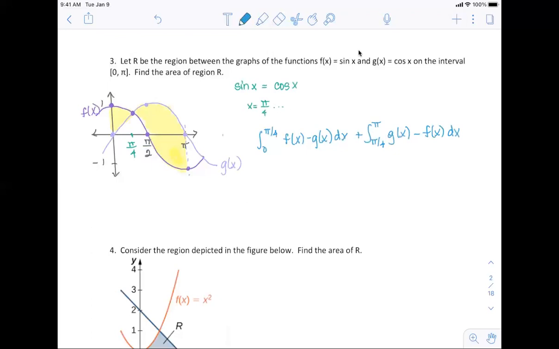So this one should be pretty easy for us to do without a calculator. F of x is sine of x, so that's going to be negative cosine of x. And then g of x is cosine of x, so that's going to be minus sine of x.